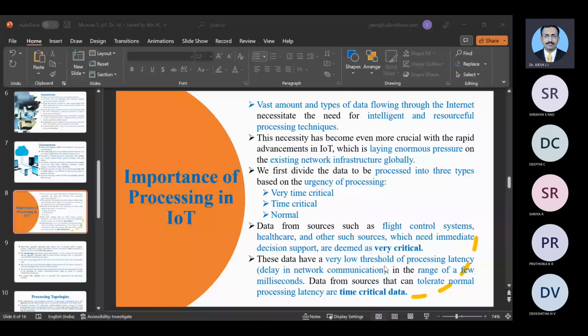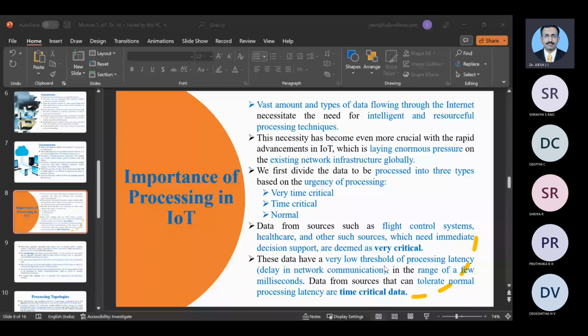That will stand as very time critical. For example, you are launching a rocket, and every second they will be monitoring it. Each parameter is very important. All the information has to reach the destination in time. If there is a delay, what will happen? That information may not reach, and it will lead to a lot of problems. So, what are the three main classifications we have here? Very time critical and normal.